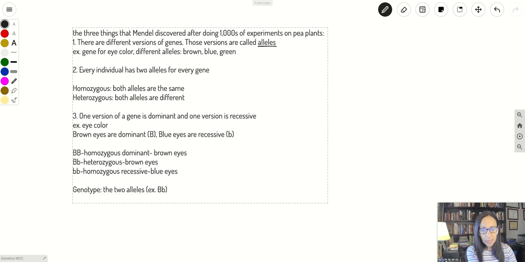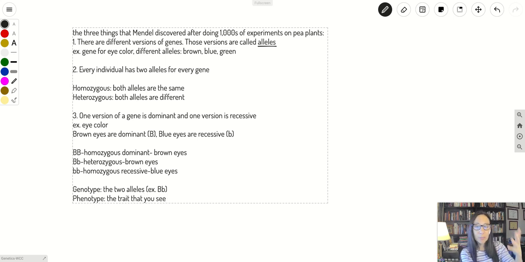The phenotype is what you actually see. It's the trait that you see. So you actually see the brown eyes. Okay, so when you're doing genetic problems, commonly they will ask you for the chances of having a certain trait. And it's asking for the genotype chances and the phenotype chances.